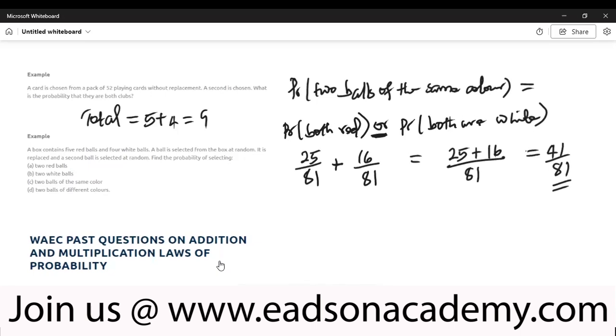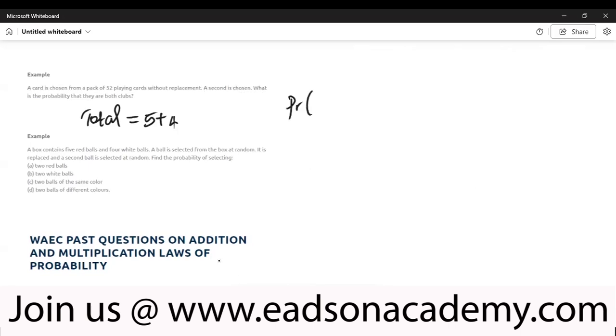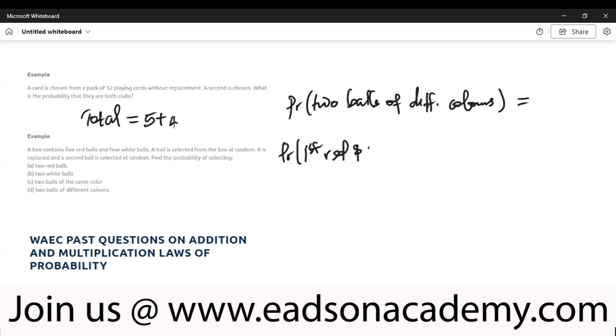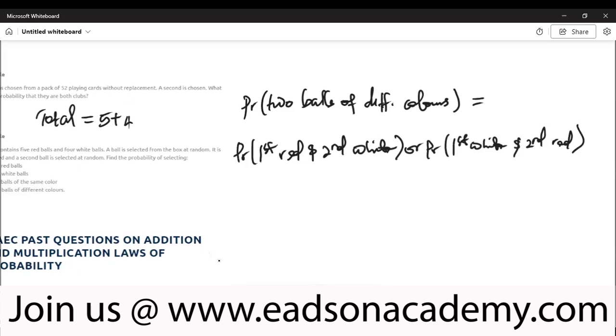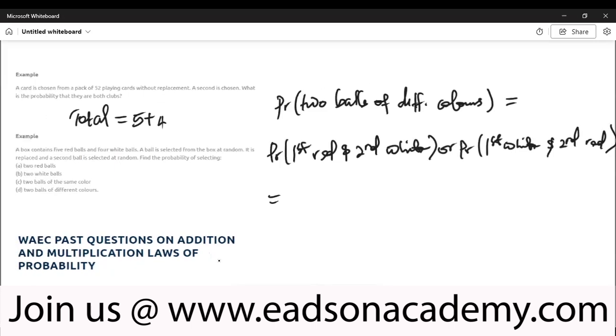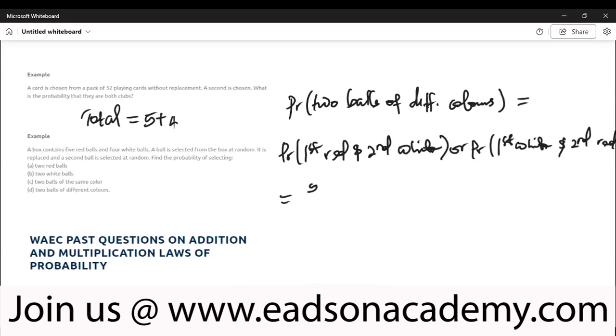Then the last one says 2 balls of different colors. It could be that the first ball is white or red. We have red here first. The first ball is red and the second is white, or the first is white and the second is red. So in that case, the probability of 2 balls of different colors is equal to the probability that the first is red and the second is white, or the probability that the first is white and the second is red. So the probability that the first is red will be the number of red over the total number of balls, which is 5 over 9.